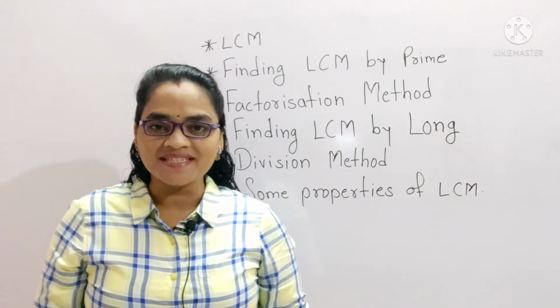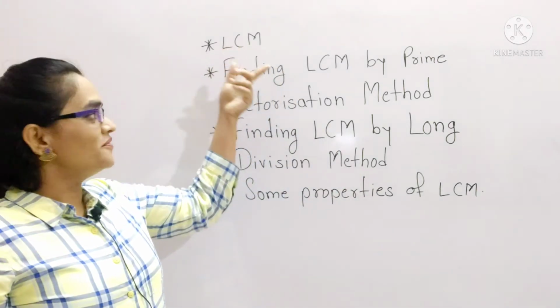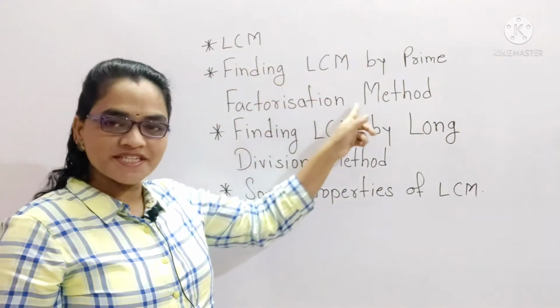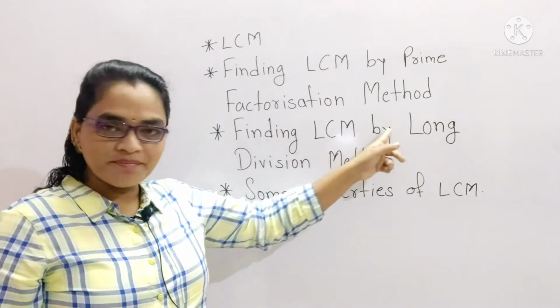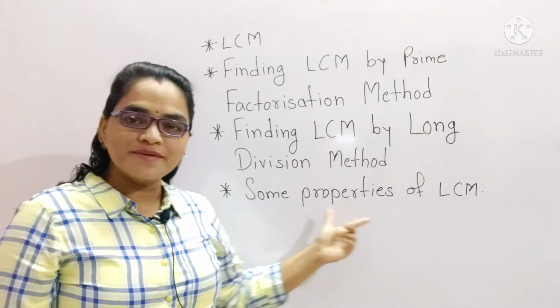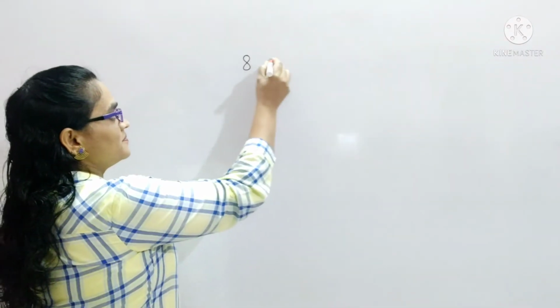Today we are going to discuss LCM, finding LCM by prime factorization method, finding LCM by long division method and some properties of LCM. Let us consider the numbers 8 and 12.